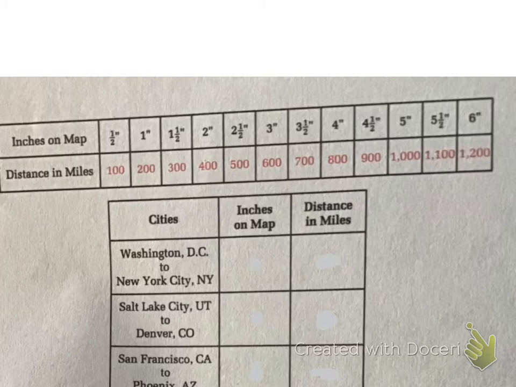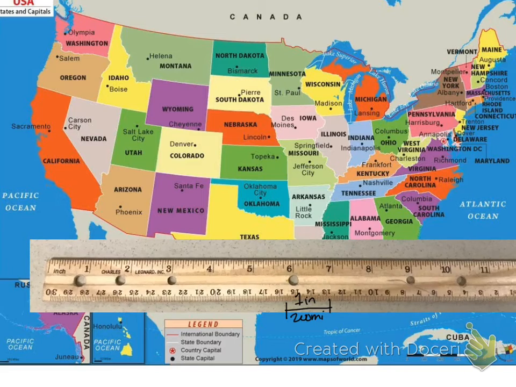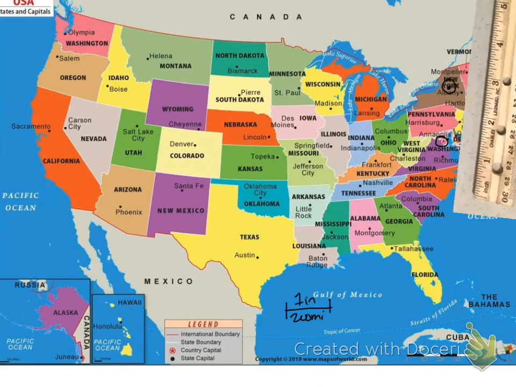So what we're going to do is measure the distance between some cities, and we can use the table to help us. We're going to take my ruler and measure the distance between Washington, D.C. and New York City. Washington, D.C. is right here, and New York City is not on this map, but it's right about here.